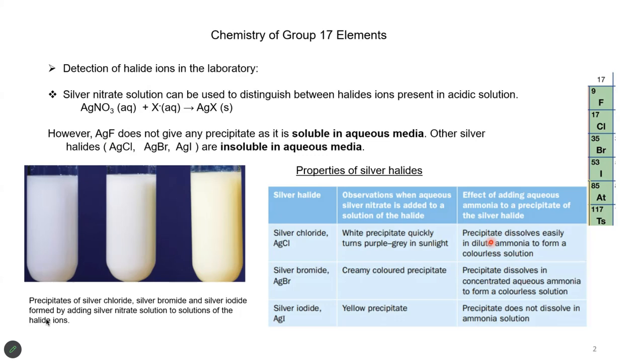Silver bromide does this too, but in that case, we have to take concentrated aqueous ammonia and form a colorless solution. But silver iodide will not dissolve in ammonia, and thereby we can make a clear test in the laboratory identifying chloride, bromide, and iodide ion.